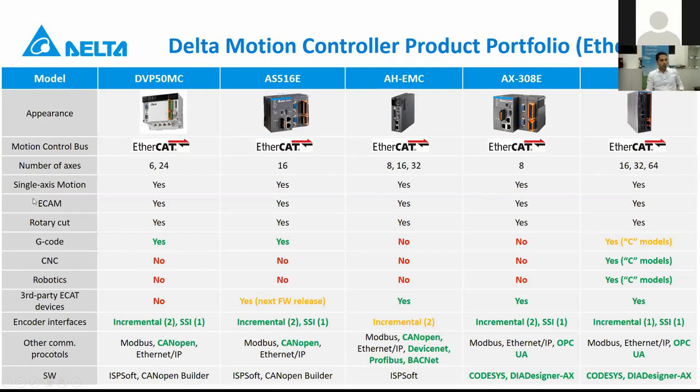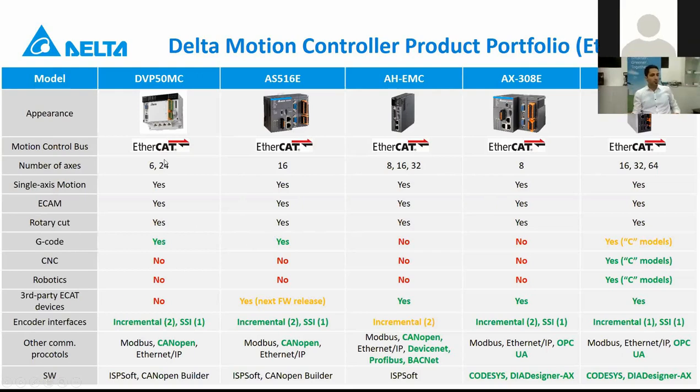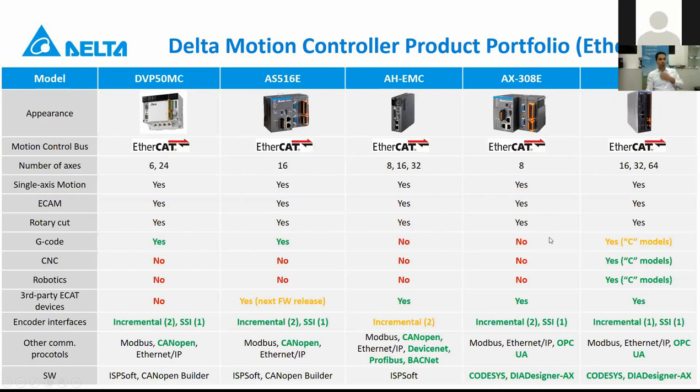All of them can work as single-axis motion for sure. ECAM is supported by all, and the rotary cut is also supported by all. G-code is supported only by the DVP 50 MC and AS500 series. EMC and AX3 will not support it. With AX8, if you would like to use G-code or CNC, you need to get an additional license. Then yes, it is possible to use G-code, CNC, even robotics.